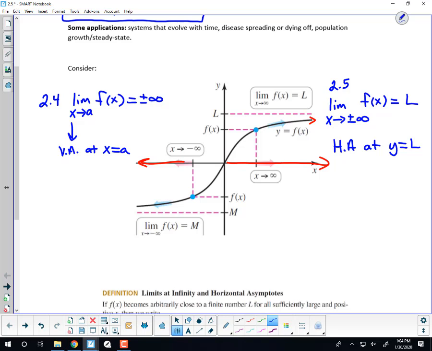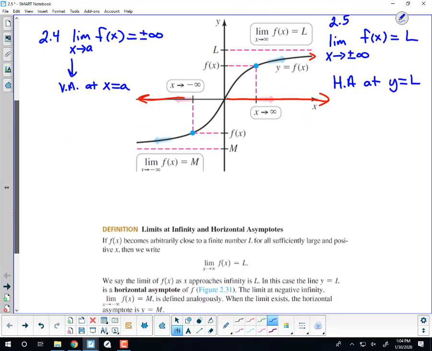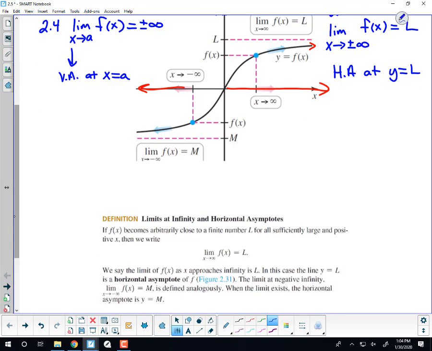Hopefully intuitively that makes sense: as we progress this way or this way, the function flattens out towards a specific value. That's a horizontal asymptote, and that's our definition of a horizontal asymptote. If the limit as x approaches infinity of the function is equal to a finite number L, then we've got a horizontal asymptote at y equals L, which is what we just wrote down. So does that all make sense? Does anyone have any questions or comments about that?